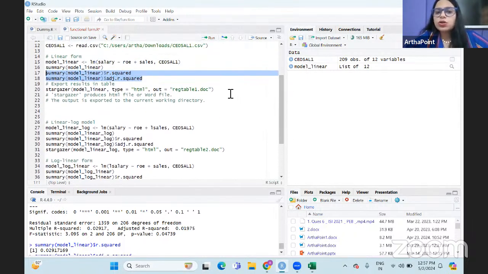अच्छा, now if I want to get this in a document file, तो मैं क्या करूंगी ना, I will just go ahead and run this command. तो इसमें I am saying स्टारगेजर बच्चे मुझे हेल्प करता है कि मैं एक HTML या वर्ड फाइल में अपने डेटा को कलेक्ट कर पाऊं.